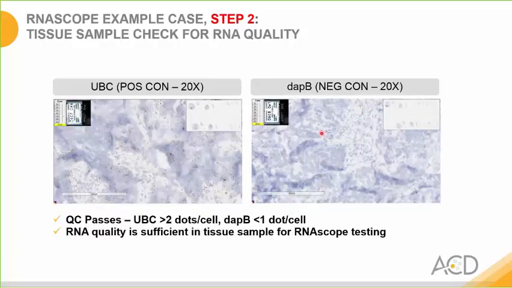In step 2 of the example case, the tissue sample is checked for RNA quality with application of positive and negative control probes. In this case, again, it looks very similar to the previous slide. UBC is clearly positive, so you can see the brown chromogenic dots in this tissue, while the DAP-B is clearly negative, supporting sufficient RNA quality for this particular tissue specimen to proceed with subsequent RNAscope testing.